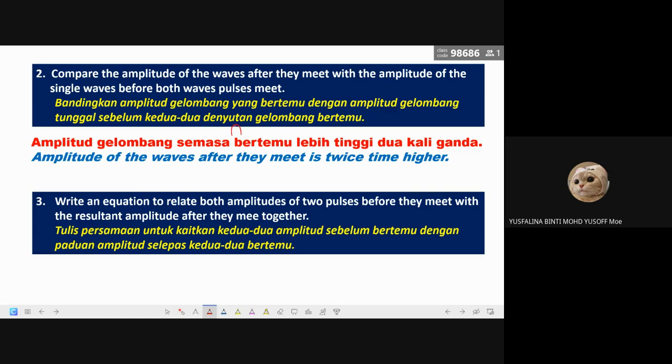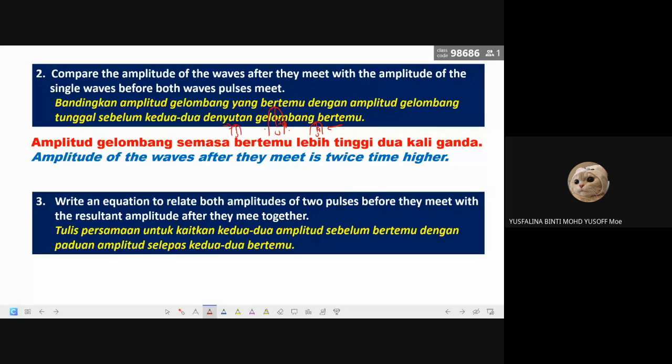Let's say this one is A, it comes from the left, and this one also has amplitude A, and it comes from the right. So in the middle here, when they met, they will produce 2A, right? So after they met it is twice as high. This one is A plus A, so you get 2A. That's why it becomes twice as high.